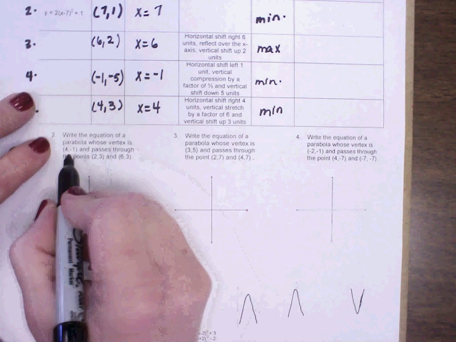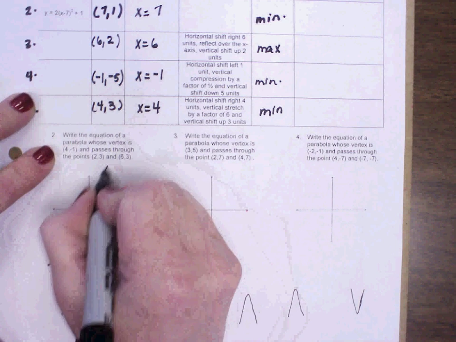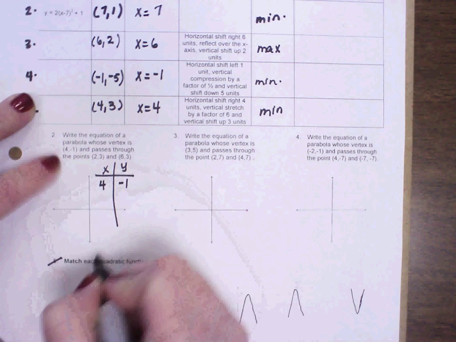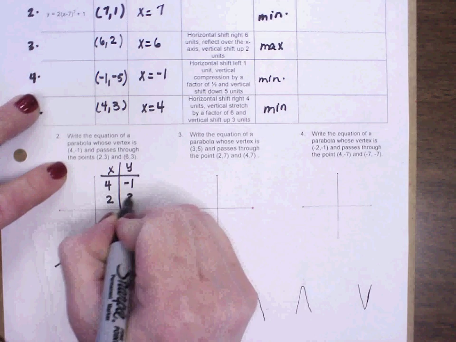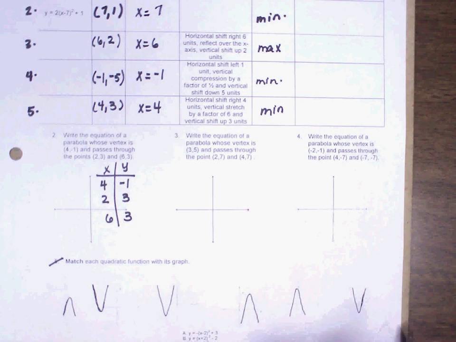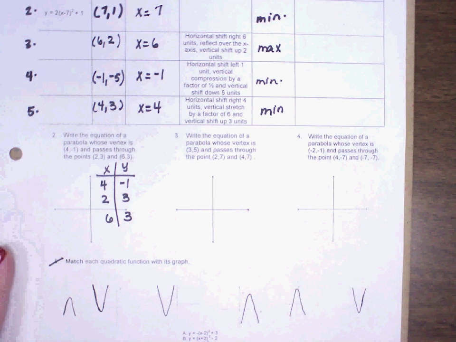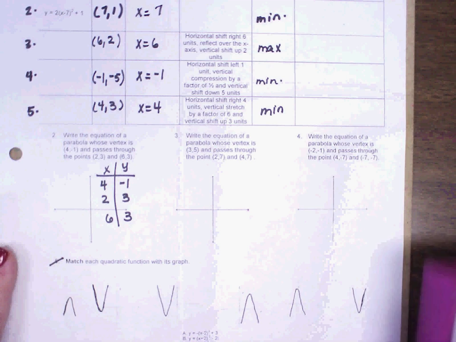All right, so write the equation of a parabola whose vertex is 4 and negative 1 and passes through the points 2, 3 and 6, 3. It doesn't say vertex form, okay? So if it doesn't say vertex form, go ahead and write it in standard form. Where do we need to go? There you go. Go for it.